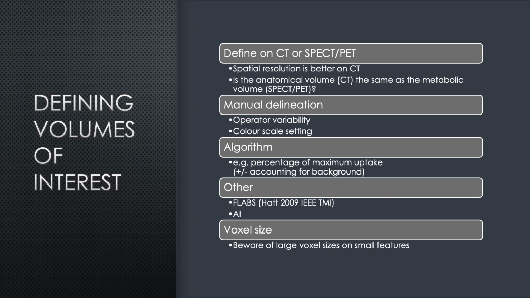Just be mindful about the voxel size. I mentioned this a bit before. If you have large voxels on small features, you can quite easily have problems defining volumes of interest based on SPECT and PET data.